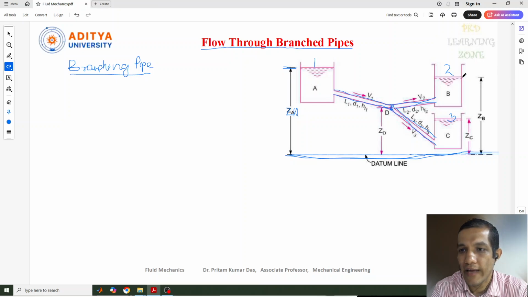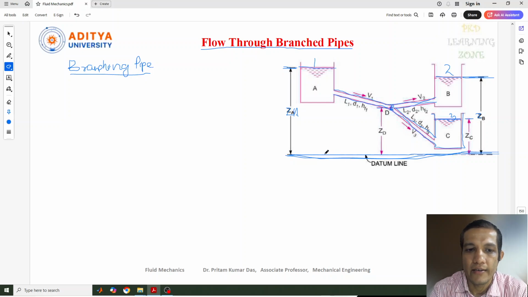Similarly, this is tank 2. What is the surface level of the water in reservoir B? That can be denoted by ZB. Similarly, this is the third reservoir, and the level of this third reservoir we can mark as ZC. So these are the different levels of the water surfaces, and they are all taken from a single point, that is the reference line.